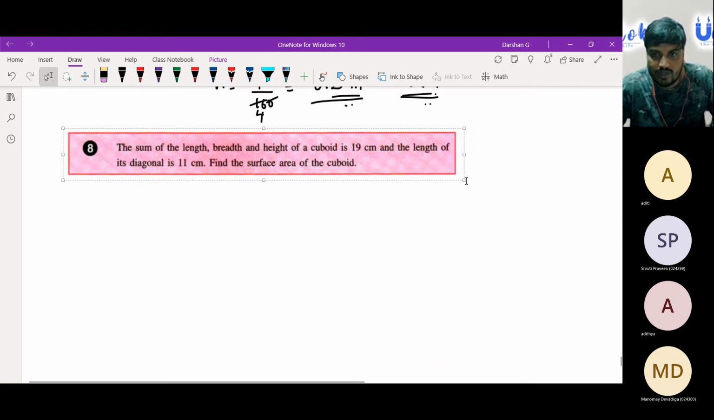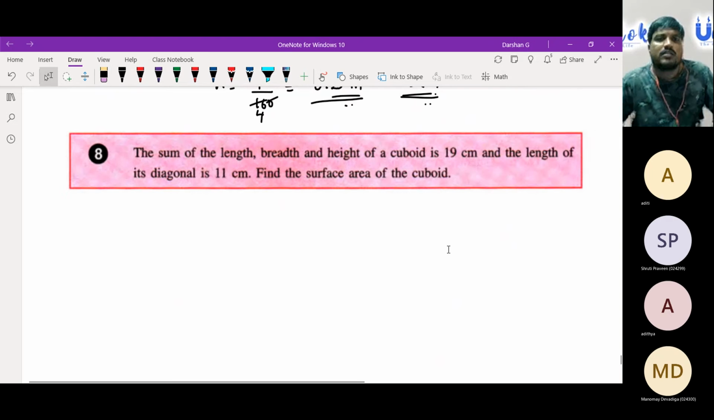Let's see if we can do this. The sum of length, breadth, and height of a cuboid is 19 centimeter, and the length of the diagonal is 11 centimeter. Find the surface area of the cuboid. For this, you need to remember the formulas. If you remember the formula, it's easy. A lot of formulas to be remembered.